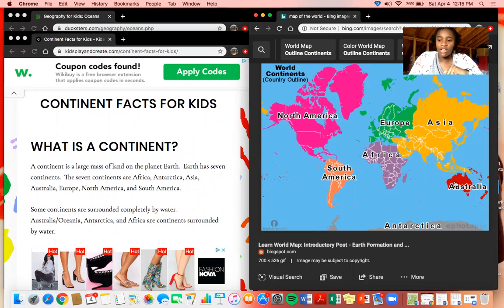Also, one of the continents, Australia down here by itself, this reddish one, is completely surrounded by water. So it's also called a country and a continent, but we'll get into that. But it's completely surrounded by water. So it's kind of like an island, but it's a continent. So it's one of the big land masses, right? But it's completely surrounded by water.